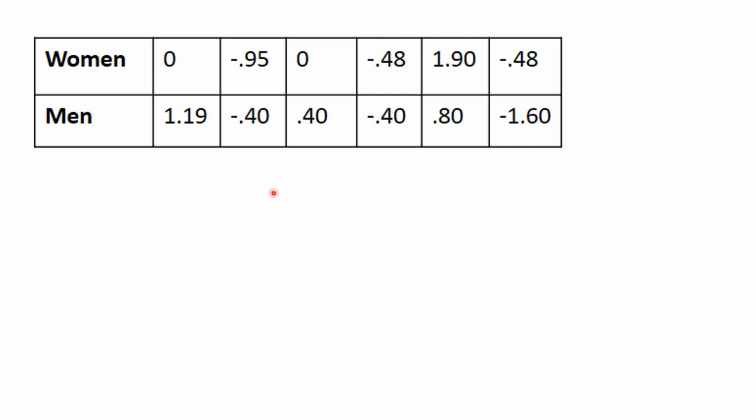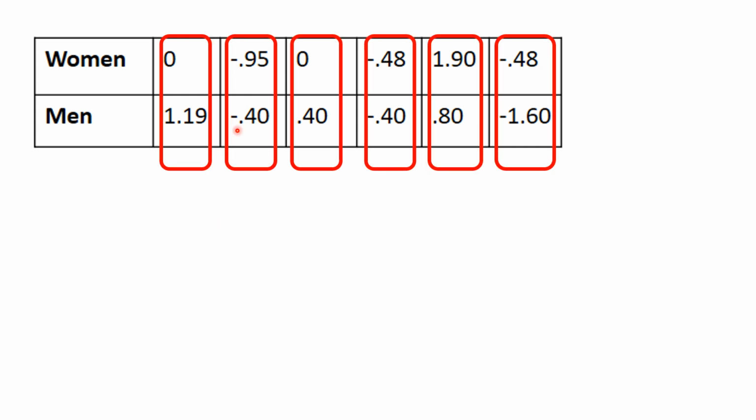So here are our z-scores. Now, once we have the z-scores, we need to multiply each pair of corresponding z-scores. I'm going to circle each one of those pairs right now. This is the first pair. This is the second pair. This is the third pair, etc. And so we're going to multiply the two scores in each pair together. We should get these 6 different multiplication products.